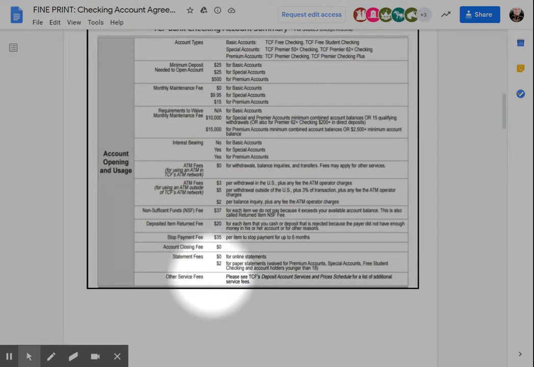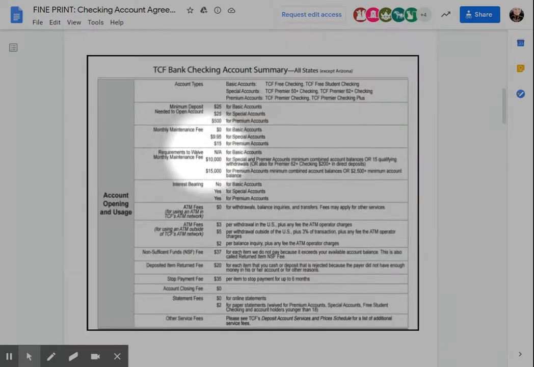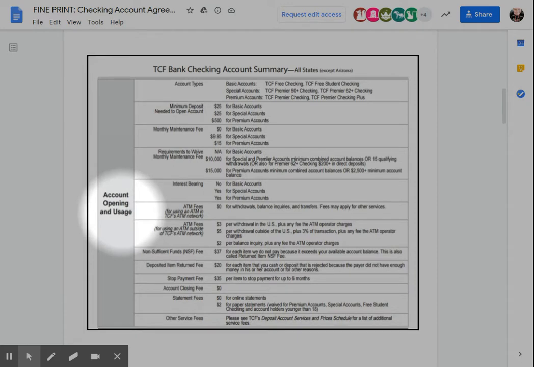There are also other service fees that it says I need to basically reference the bank to get those. Okay, so all of these are the nuts and bolts about what services I am going to be paying for having an account here.